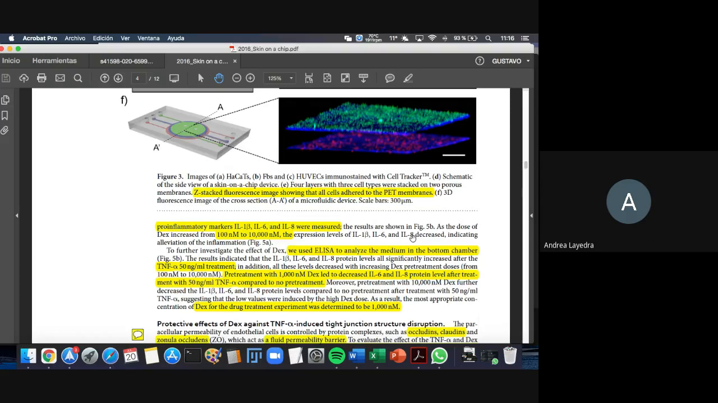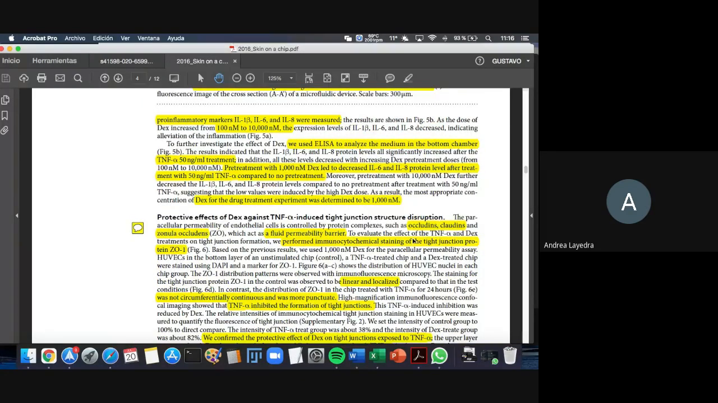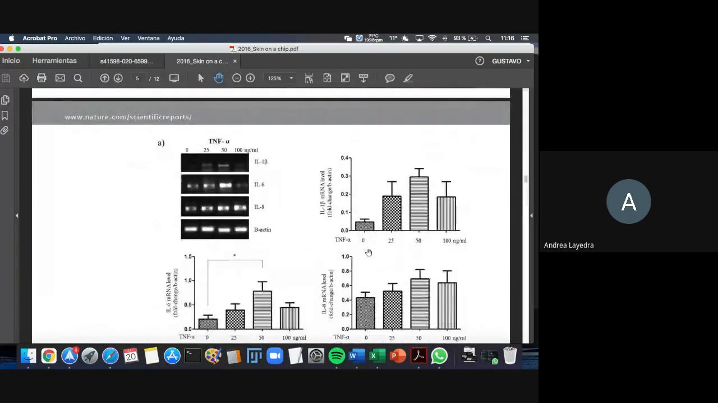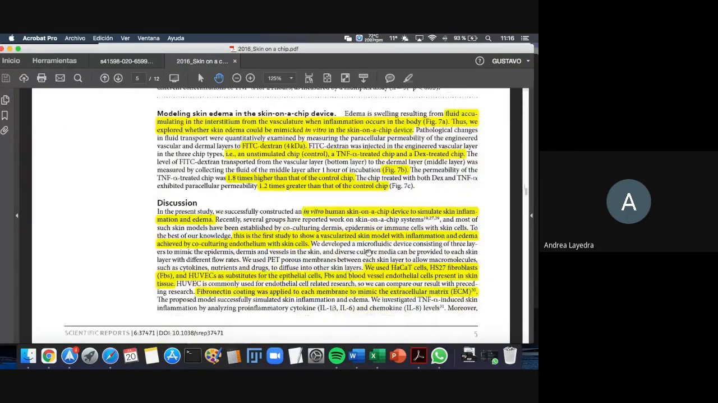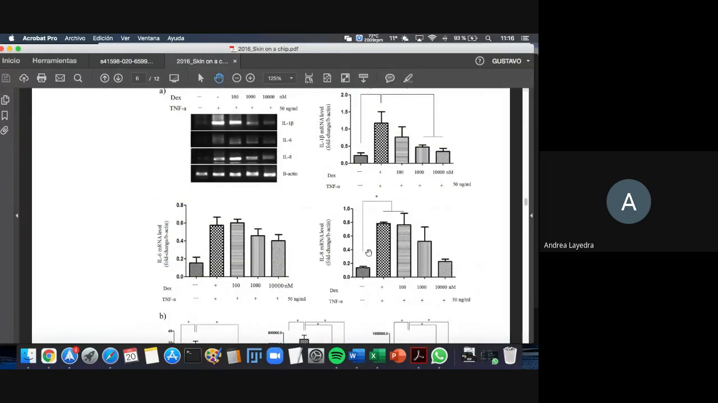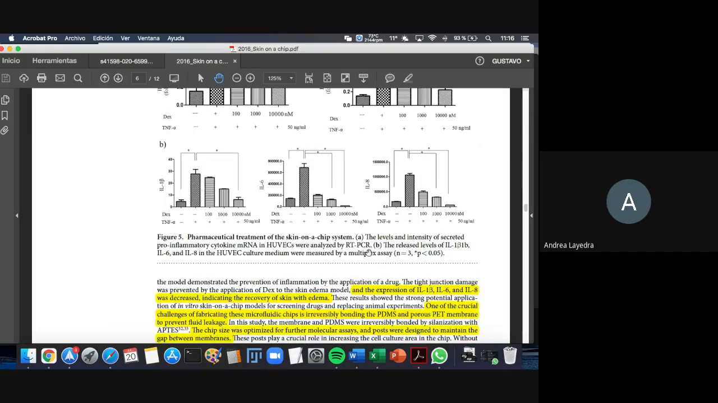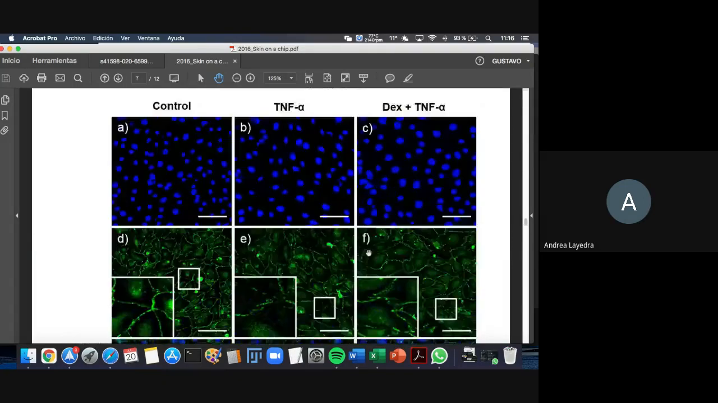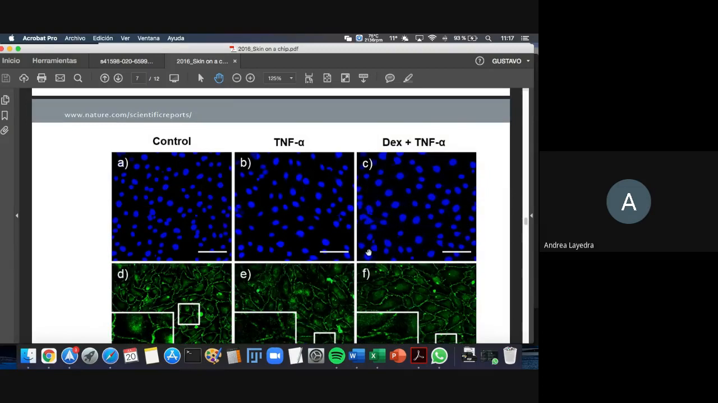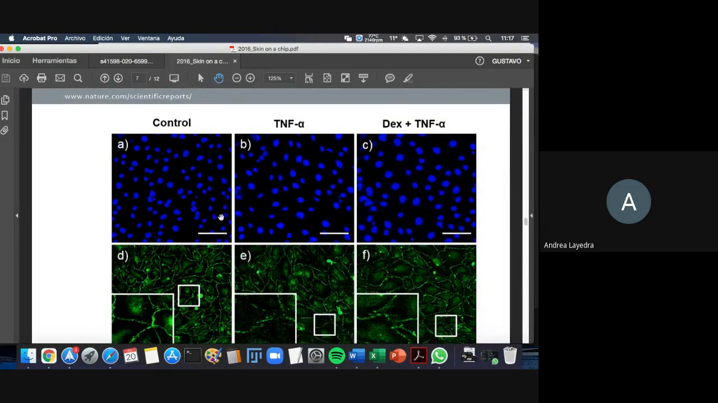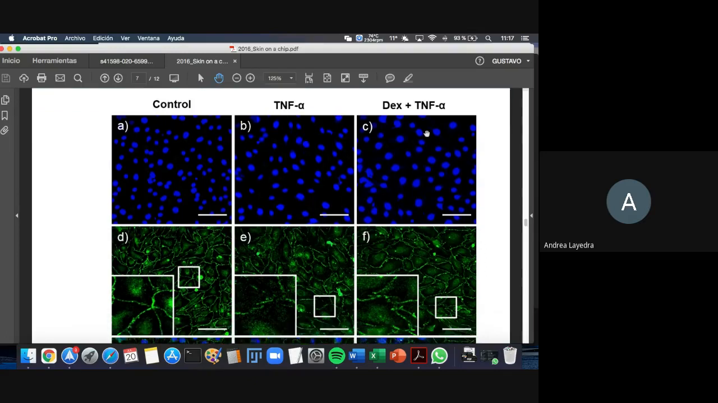And the idea is to simulate inflammation. They study treatments for inflammation such as dexamethasone, and they measure the RNA expression of these inflammation markers. Here you see the control, the tumor necrosis factor alpha, which promotes inflammation, and then the treatment with dexamethasone.